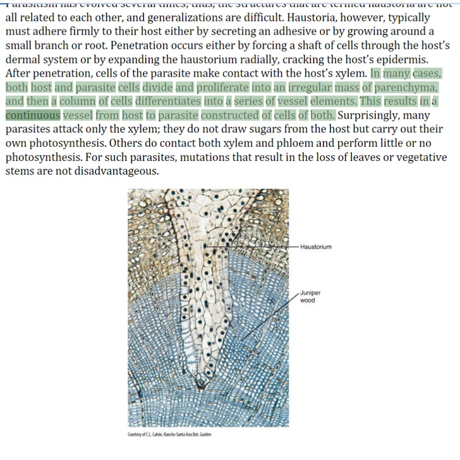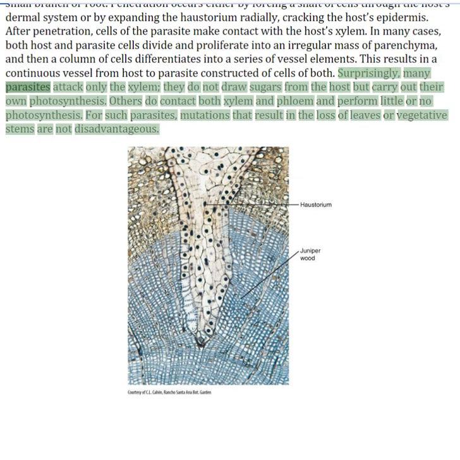This results in a continuous vessel from host to parasite constructed of cells of both. Surprisingly, many parasites attack only the xylem. They do not draw sugars from the host but carry out their own photosynthesis. Others do contact both xylem and phloem and perform little or no photosynthesis. For such parasites, mutations that result in the loss of leaves or vegetative stems are not disadvantageous.